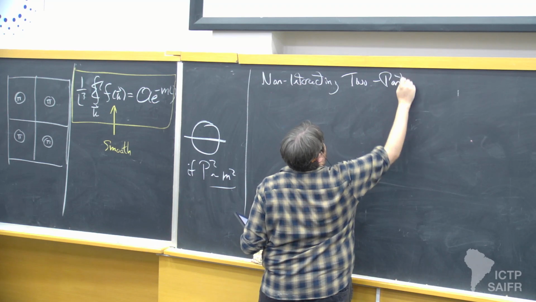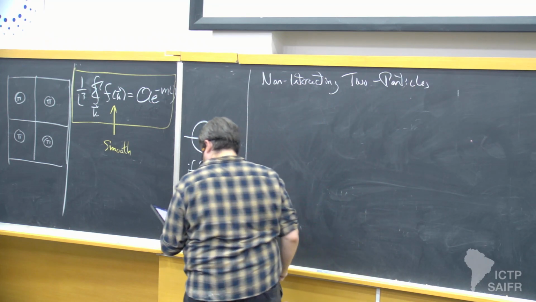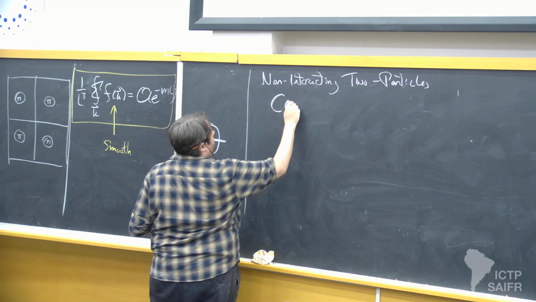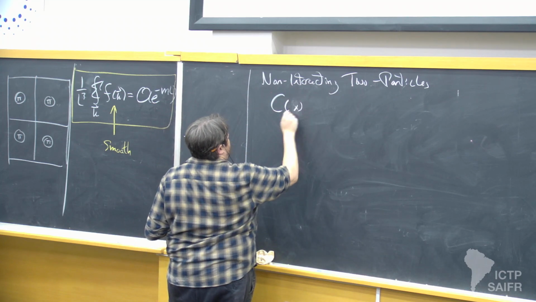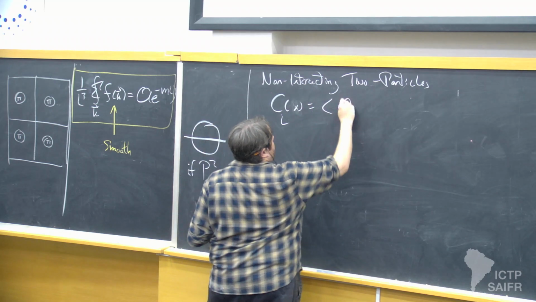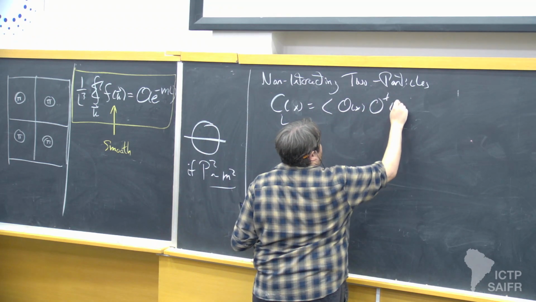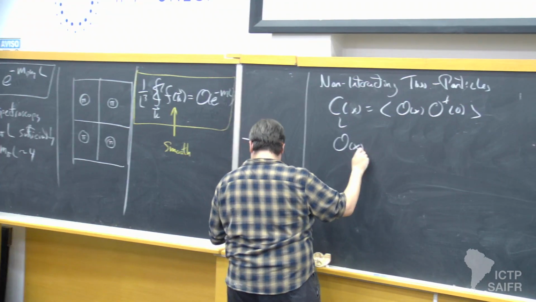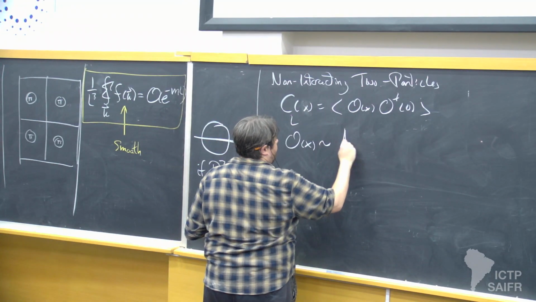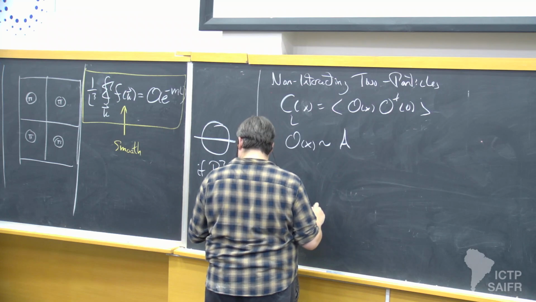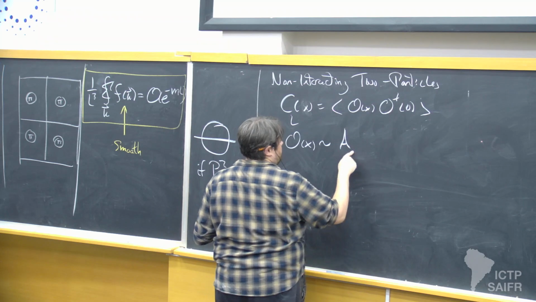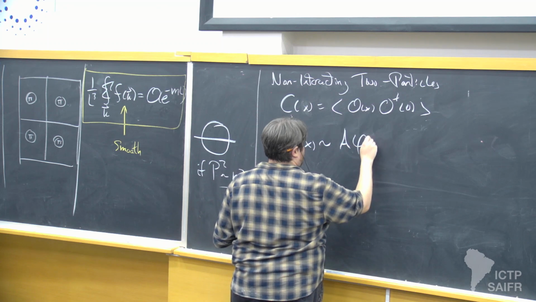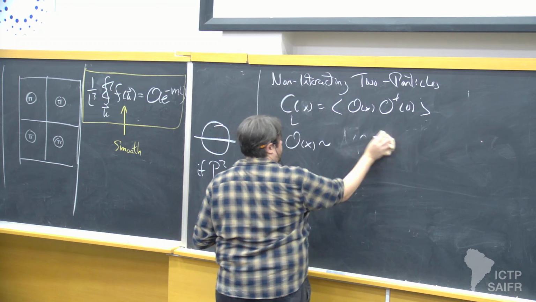So let's look at two non-interacting particles. I can think about, in my correlator, making an operator O of x that is something like some amplitude that connects two, let me write it more explicitly.